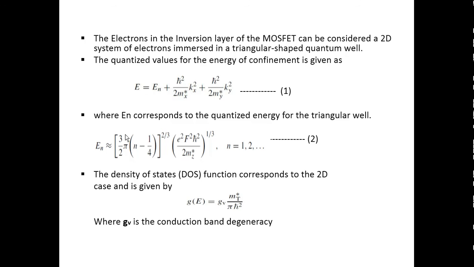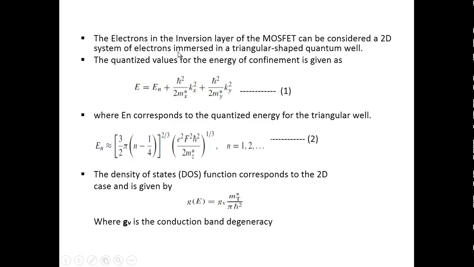Now, the electron inversion layer of the MOSFET can be considered as a two-dimensional system of electrons immersed in a triangular shaped quantum well. Because this is a two-dimensional system, as we have seen, the quantum well formed is a triangular quantum well. That is the shape of the quantum well. It's almost like a triangle, so it's called a triangular quantum well.